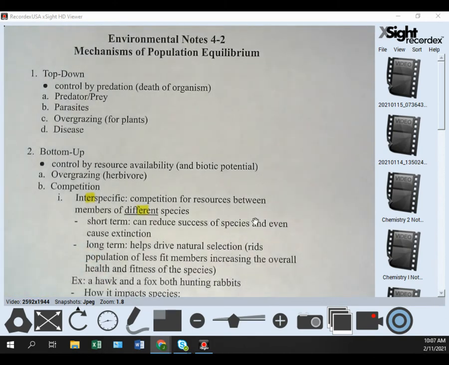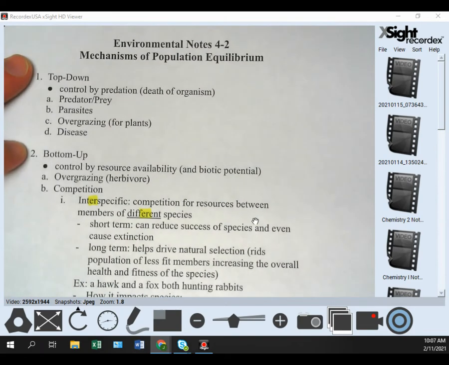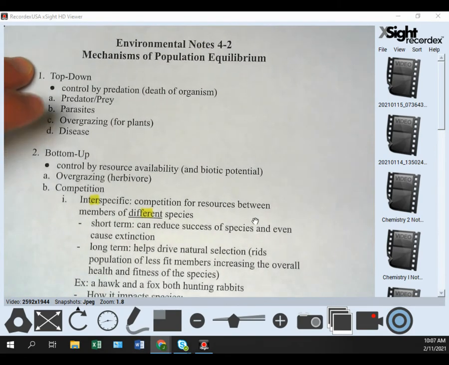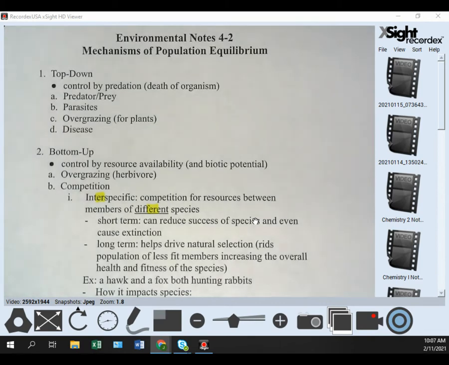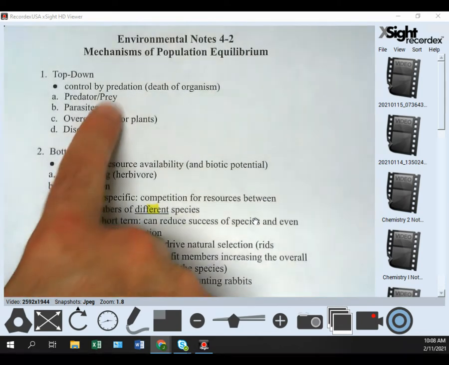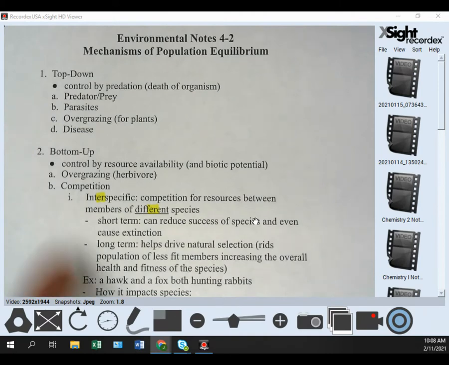So there are two categories of control for a population: top down and bottom up. Generically, top down is controlled by predation or the death of the organism. So top down typically is where an organism is being killed or dying off from something. Okay, and so we've got examples there. Obviously, predator-prey relationships would be top down control of the prey.